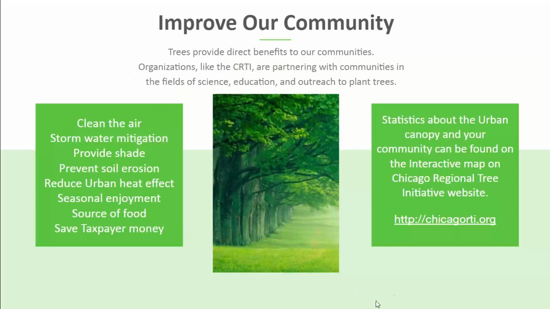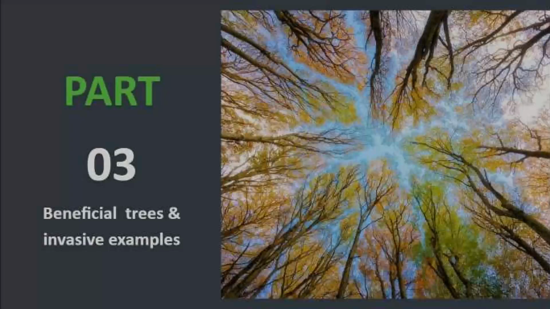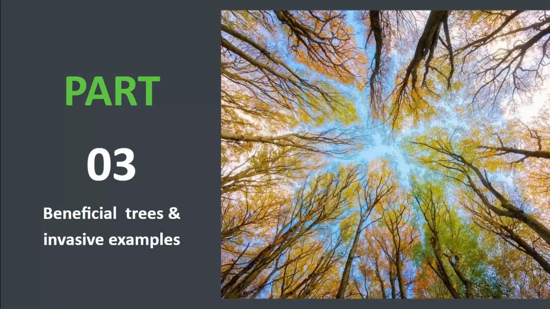Some statistics about our urban canopy can be found through the Chicago Regional Tree Initiative website. I'm going to go through and click on that later when I come to some more of our resources, and I'll show you how to specifically look up your community's information on the Chicago Regional Tree Initiative website. They have some great, interesting information on there. So part 3, what are some beneficial trees and what are some invasive examples?